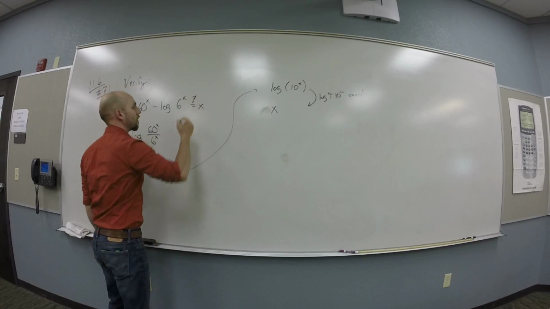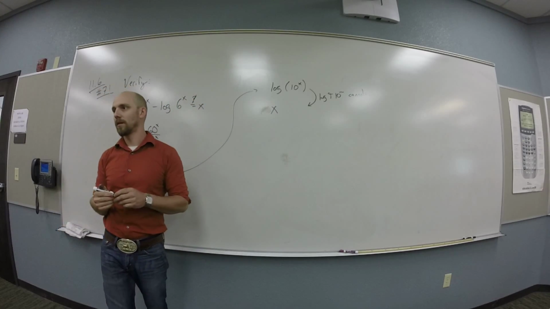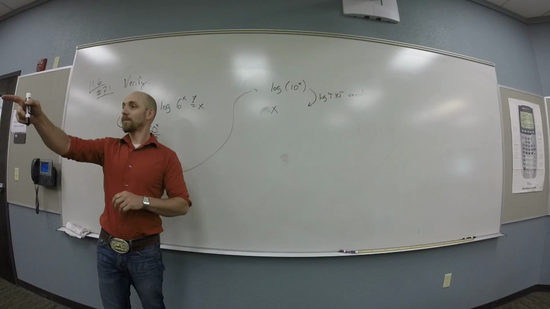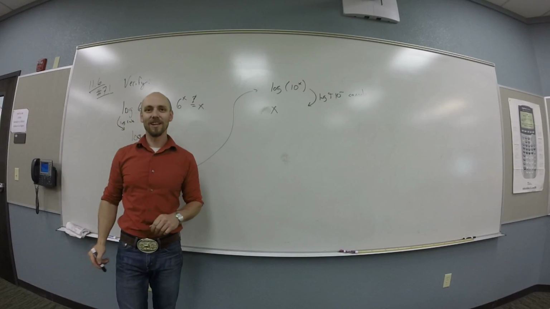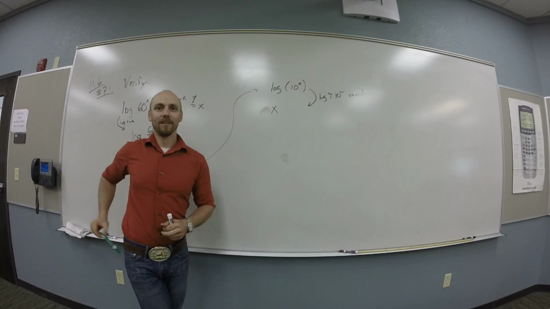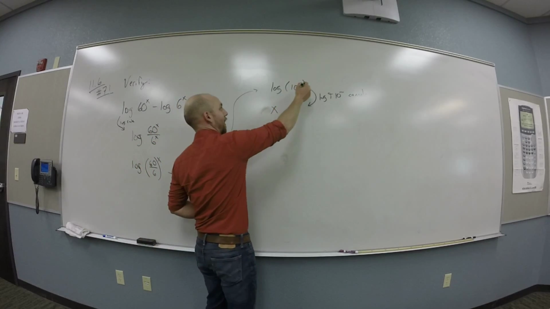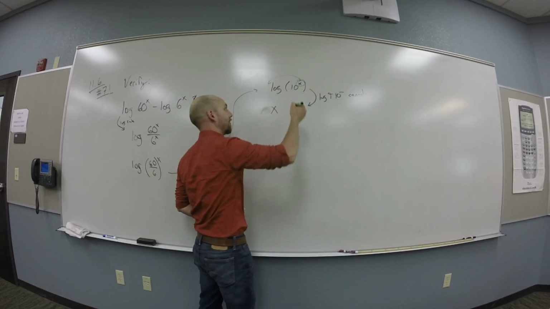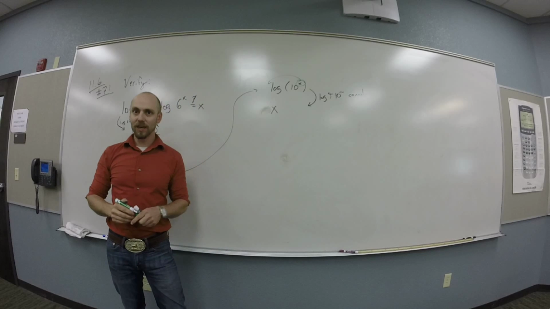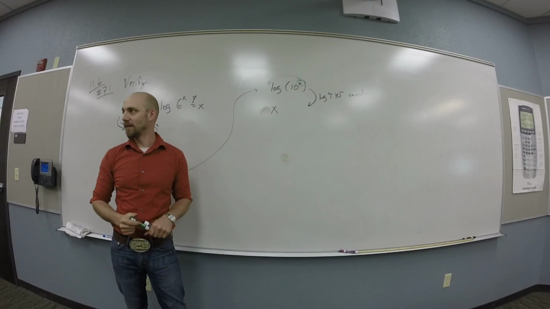Could you do the log rule where you take the x out, the exponent in front? Yeah, that'd be a good idea too. You guys see that? So instead of thinking about what power is this, I could just take the x down and then notice that log base 10 of 10 is 1. Yeah, that would be cool.